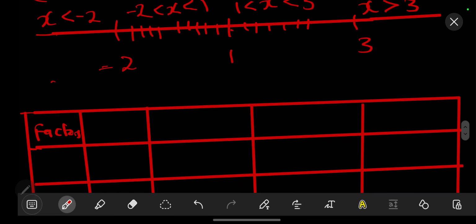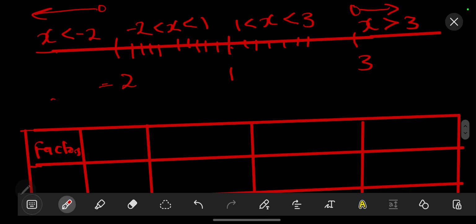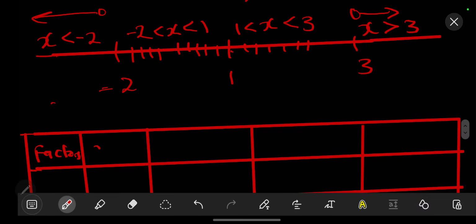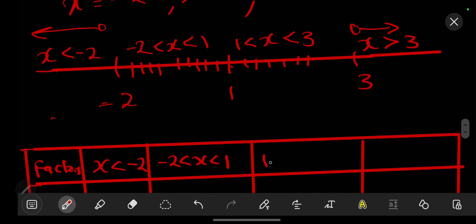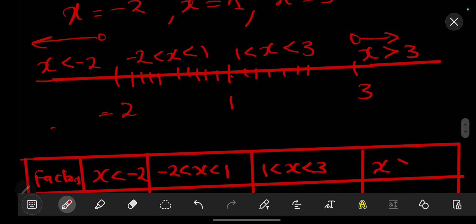Then what we are going to write here is the intervals. So we are going to have x is less than negative 2. Then we have negative 2 is less than x is less than 1. Then we have 1 is less than x is less than 3. Then last but not the least, we have x is greater than 3, like that.